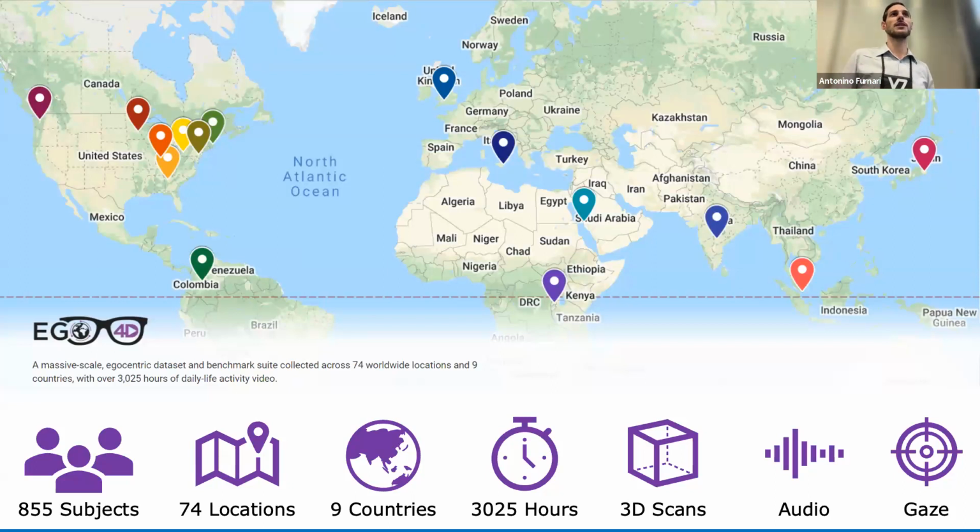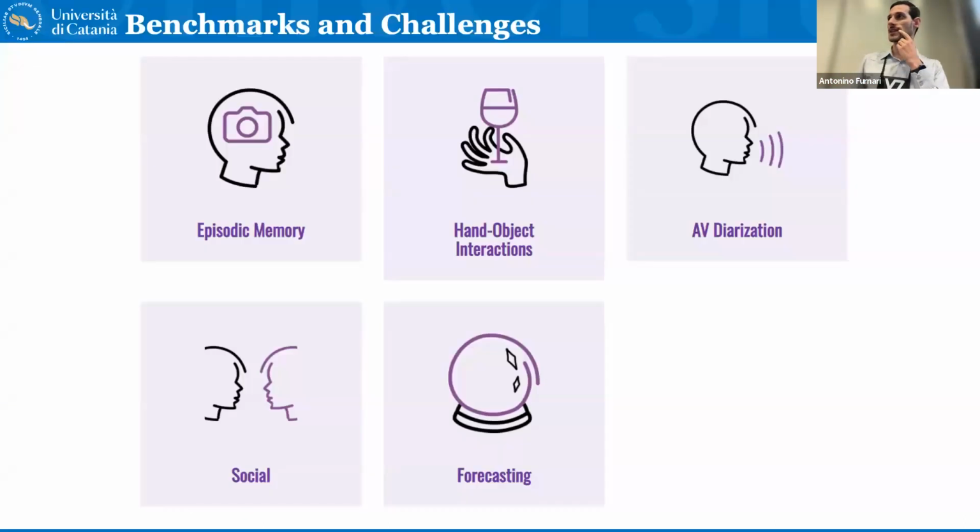And as we did with Epic Kitchens, in this case we also suggested a series of challenges which we believe are important, and we created these five different benchmarks. Episodic memory: these are challenges and tasks aimed at trying to understand and remember what happened in the past. So creating systems which can answer questions such as, where did I leave my keys? Where should I look?